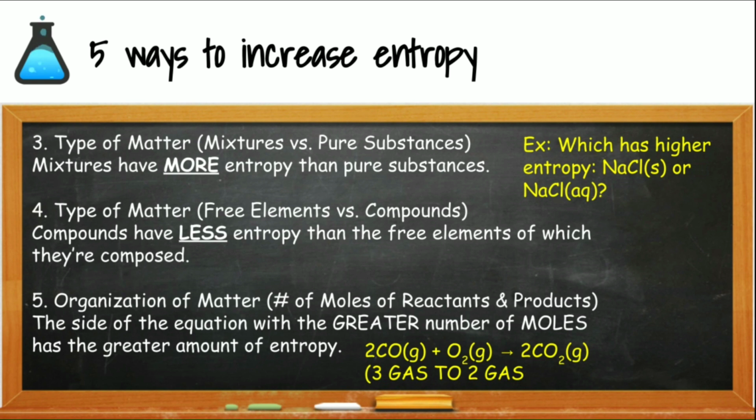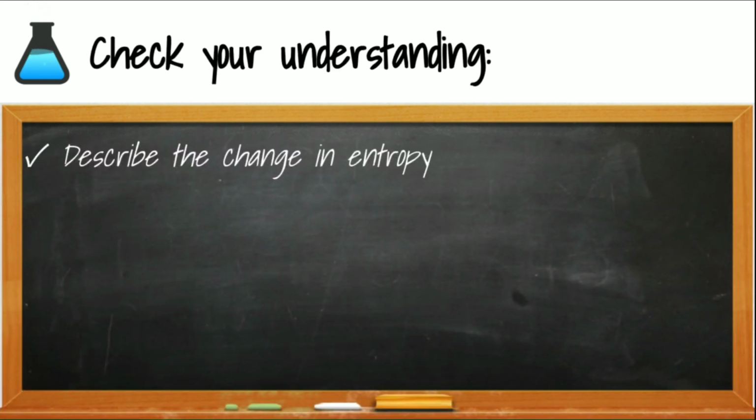So in this chemical reaction here, you can see that I begin with 2 carbon monoxide and 1 oxygen to produce 2 carbon dioxides. So I start off with 3 gases, 2 carbon monoxide and 1 oxygen. That's 3 gases, but I only end up with 2 gaseous particles of carbon dioxide. So in this case, my entropy is decreasing because I have less gas. So by now, you should be able to describe a change in entropy.